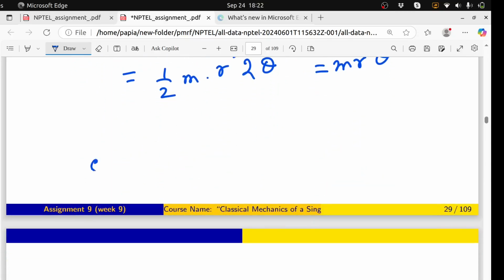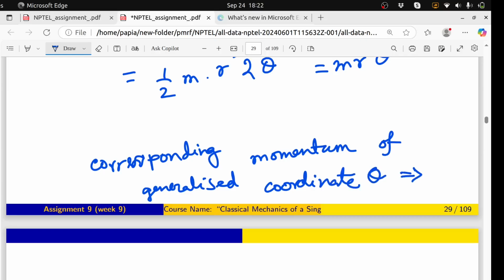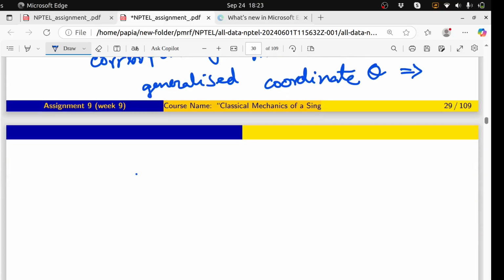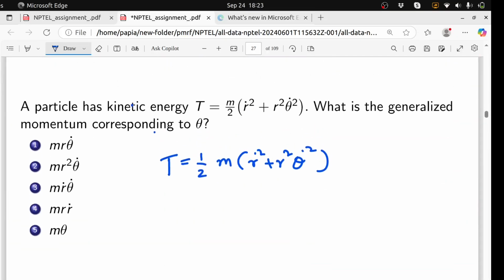So the corresponding momentum of the generalized coordinate theta is p theta, m r square theta dot. Okay, so the answer will be m r square theta dot. That means option number 2.